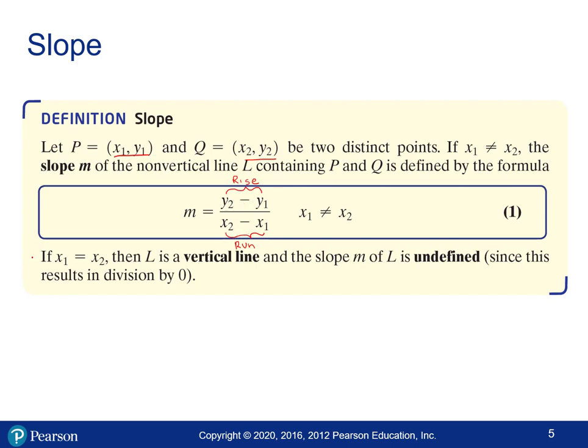And then we have this special note here. If you have a vertical line, the slope is actually undefined because you're only rising, you're not running, so the denominator would be 0. You'd get a number in your numerator, but you'd be dividing by 0, which is always undefined. So that's just a special case for vertical lines.